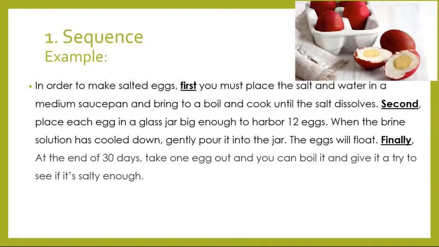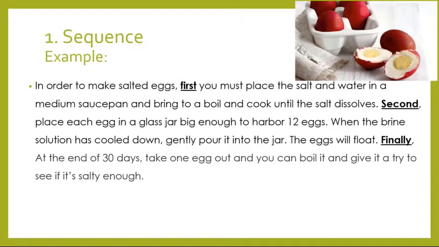In order to make salted eggs, first you must place the salt and water in a medium saucepan and bring to a boil, and cook until the salt dissolves. Second, place each egg in a glass jar big enough to harbor 12 eggs. When the brine solution has cooled down, gently pour it into the jar. The eggs will float. Finally, at the end of 30 days, take one egg out and you can boil it and give it a try to see if it's salty enough.